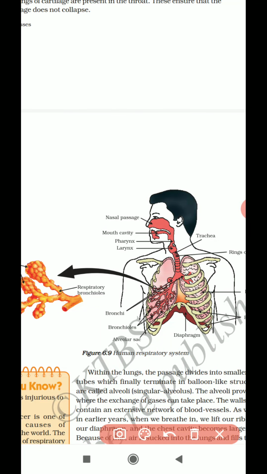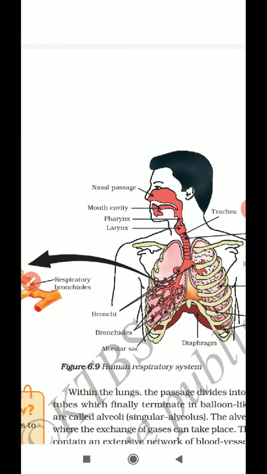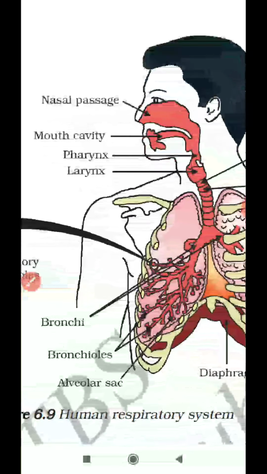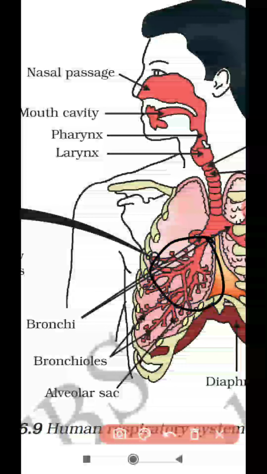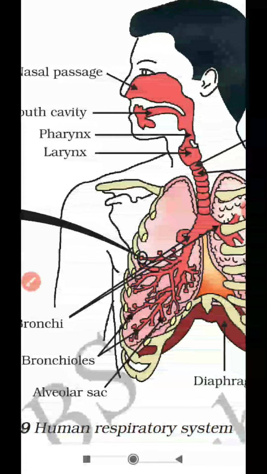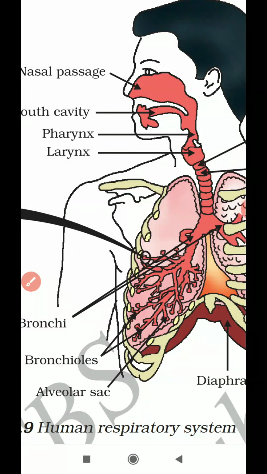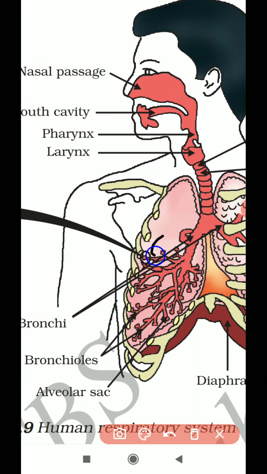Then the oxygen enters into the lungs. The lungs are cone-shaped and pinkish in color. When you zoom in and see, the lungs are divided into many branches, isn't it? Each branch terminates in a small balloon-like structure. Can you see the small balloon-like structure? So each branch is terminated with a small balloon-like structure.